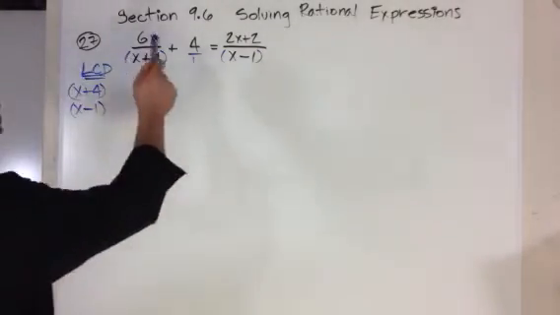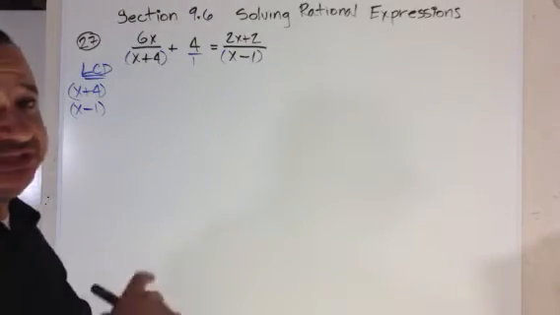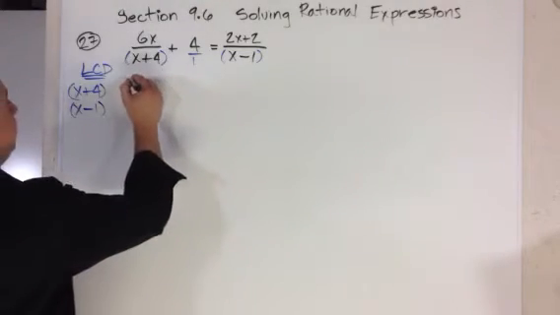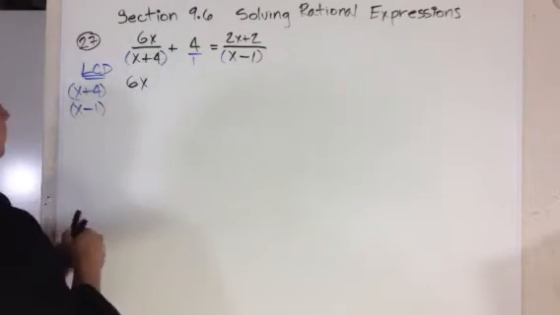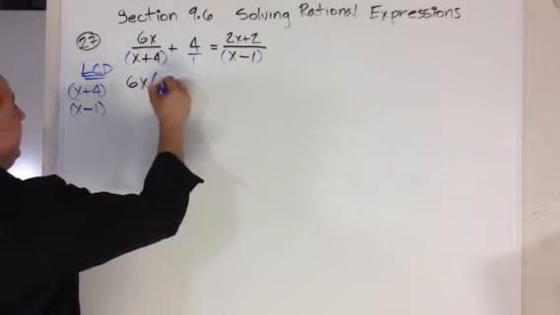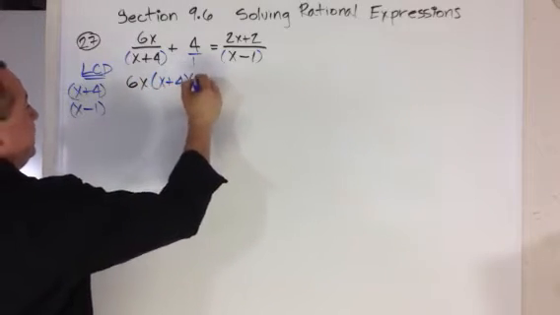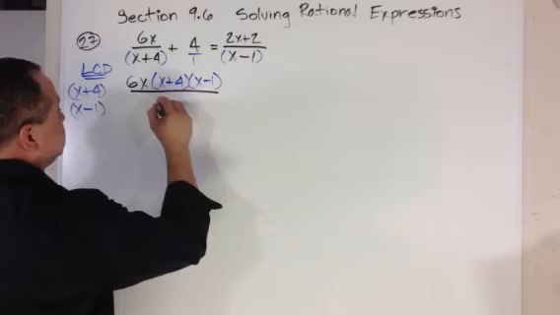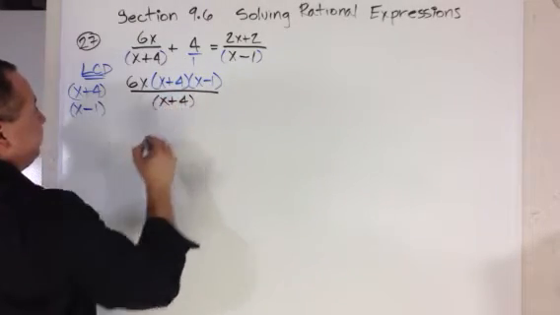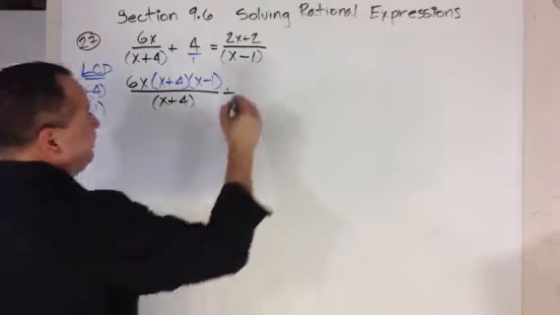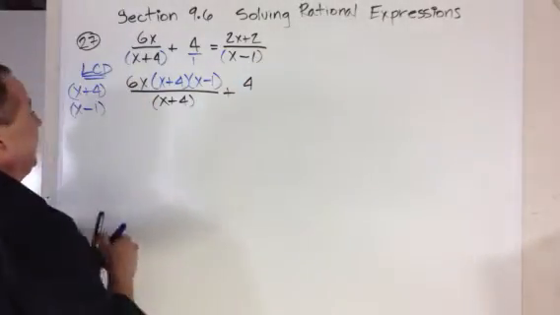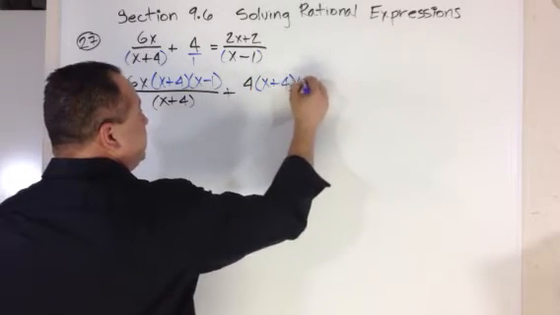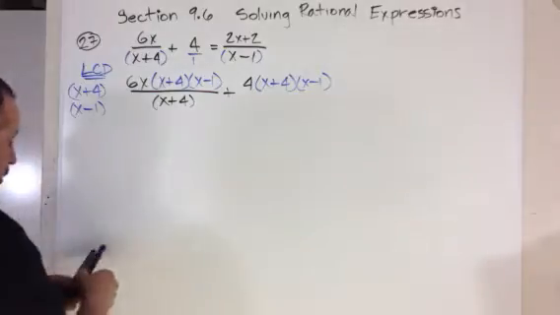We're now going to multiply each term by the LCD, and that's going to eliminate our denominators. So let's begin. 6x times the LCD, which would be x plus 4, x minus 1, over x plus 4, plus 4 times the LCD, x plus 4, x minus 1, over 1.